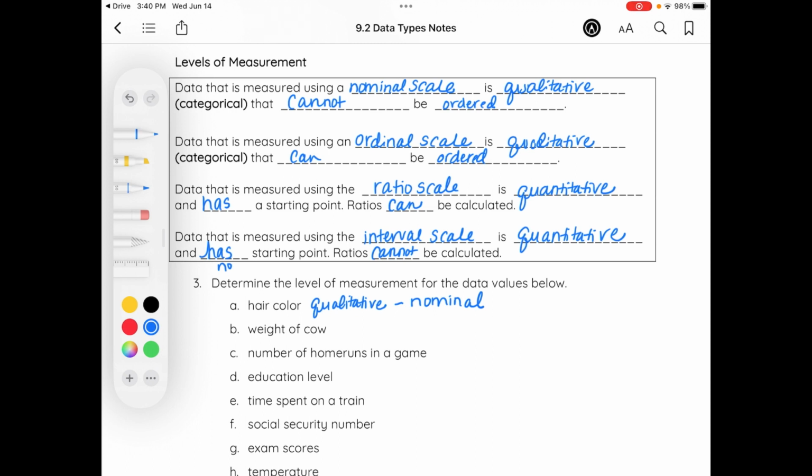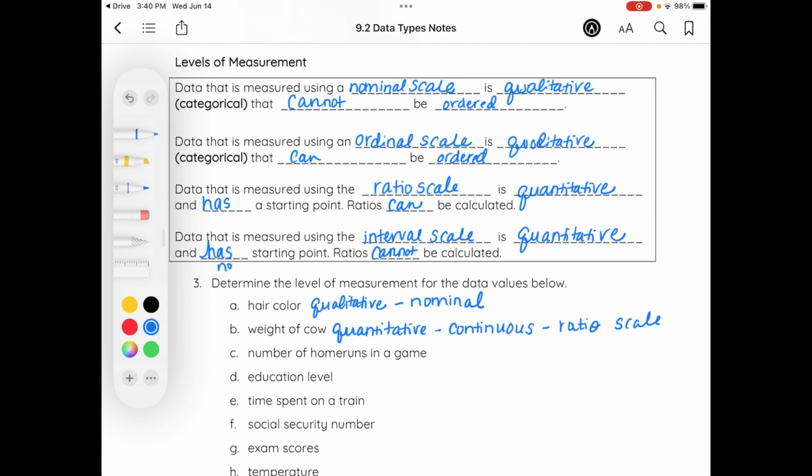All right, we determined that the weight of a cow was quantitative. We said it was continuous. And whether or not it has a starting point, a cow has a starting point. You can't have negative, right? It has a starting point at 0. You could weigh 0 pounds or 0 kilograms or whatever it might be. And ratios of cows can be calculated. Therefore, it is a ratio scale.